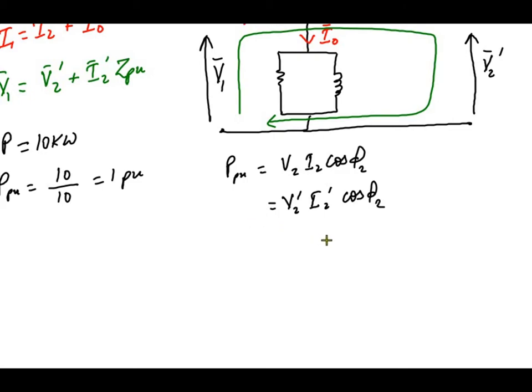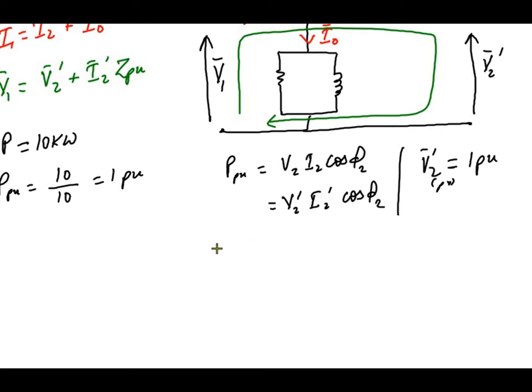In a transformer, the load side voltage remains constant and will be the rated value. So this V2 dash in per unit will be 1 per unit, because it's the rated value of the voltage. Now we can calculate I2 dash from this equation by putting the value of V2 dash in per unit.